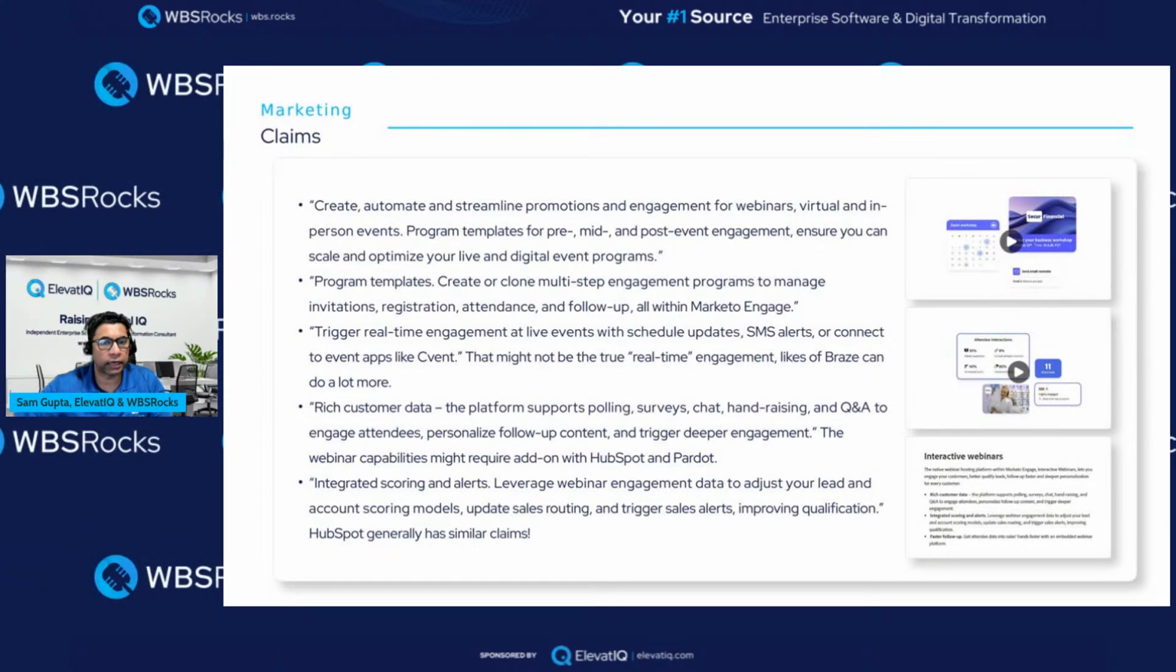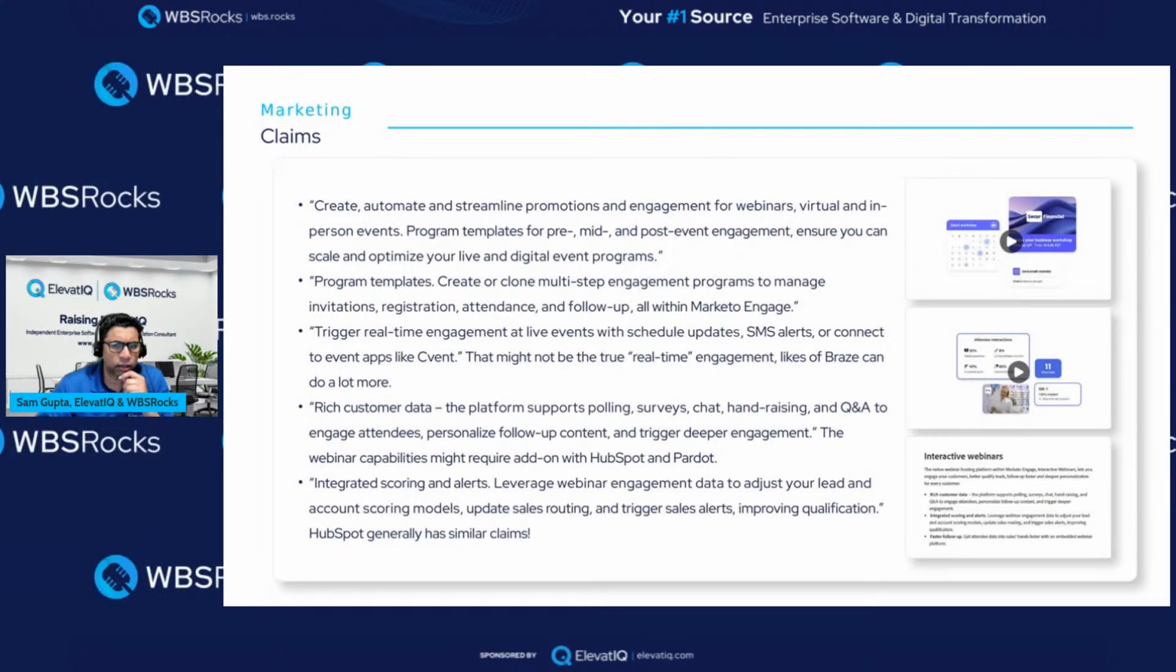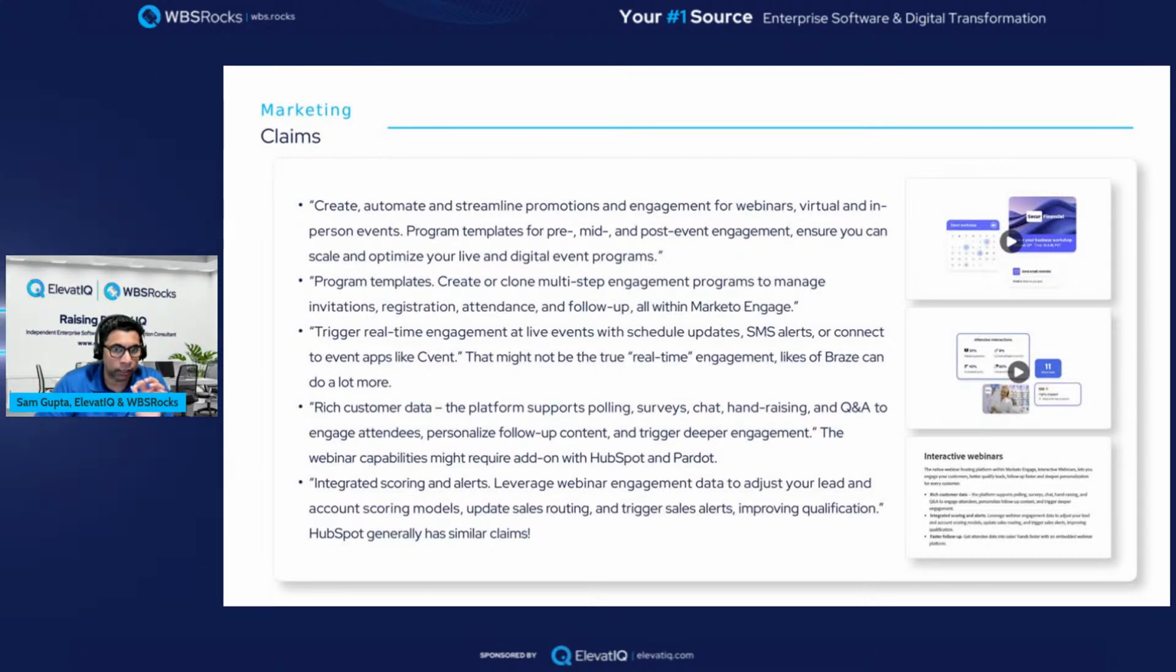Then you have the integrated scoring and alerts. In this case, they are saying leverage webinar engagement data to adjust your lead and account scoring models, update sales routing, trigger sales alerts, and improve qualification. Again, these claims are going to be very similar to HubSpot as well. I don't know how different this is going to be. The difference is going to be in terms of the number of layers that you have in the scoring algorithm. That's where the real differentiation is going to be. Otherwise, it's fairly similar.